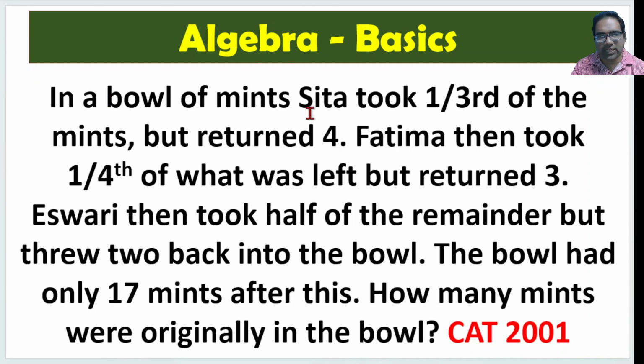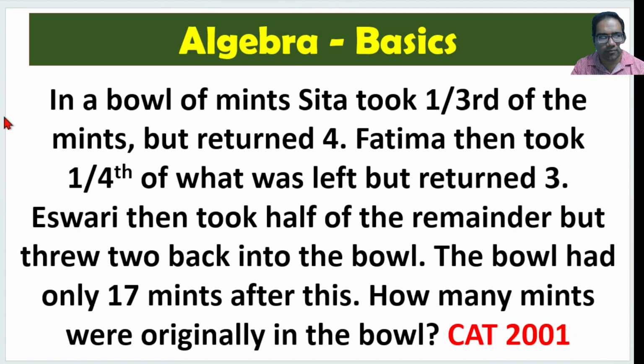We are given a bowl of mints. Sita took one third of the mints, but returned four. We don't know how many mints there are. There might be 100, 250, whatever. Sita took one third, but returned four. Then Fatima took one fourth of what was left, but returned three. Then Ishwari took half of the remainder, but threw two back into the bowl. Finally, after all these operations, the bowl has 17 mints. How many mints were originally there in the bowl?